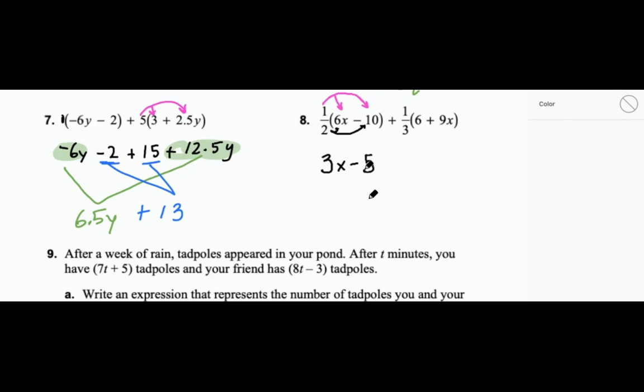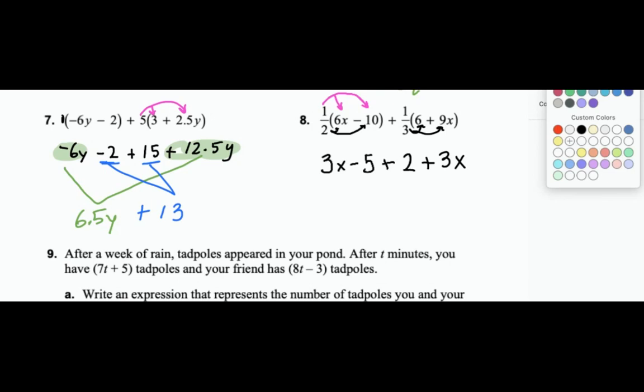Then when I think about it here, what's a third of 6? A third is just dividing by 3. 6 divided by 3 is 2. Plus, and then what is a third of 9? 9 divided by 3 is 3. So that's 3x. In the end it's really not a complicated problem when it comes to this step.